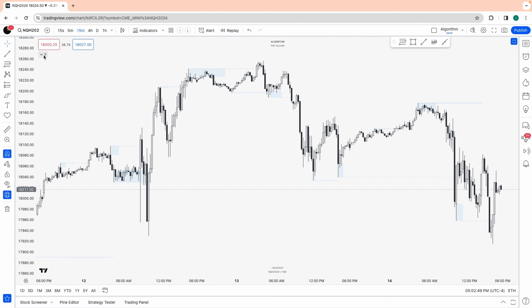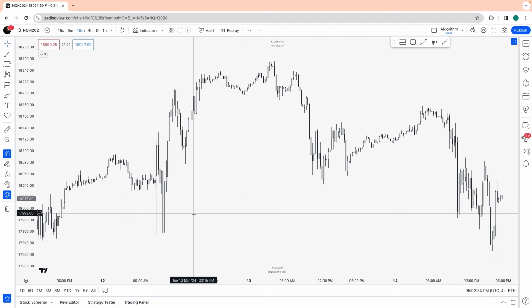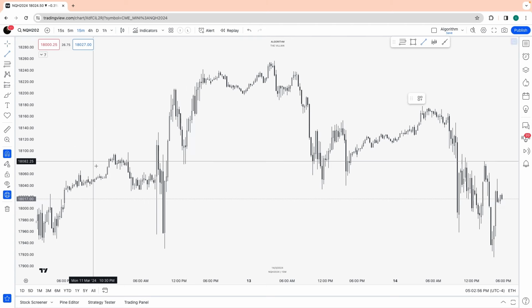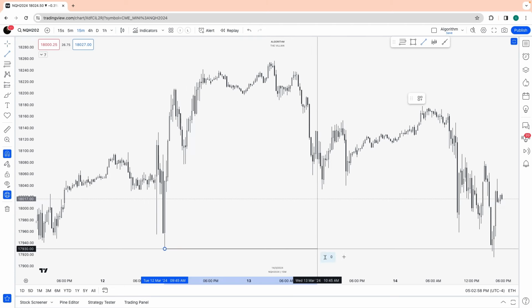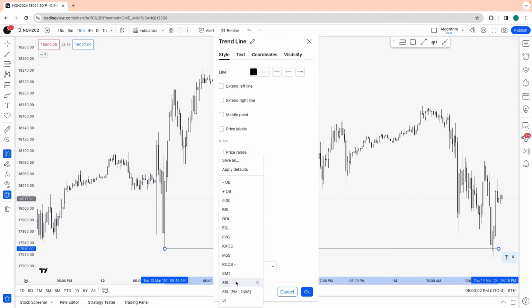We're just going to be covering buy side and sell side liquidity. So what is buy side and sell side liquidity? It's the existence of buy and sell stops from pending orders that are set in the market by market participants.